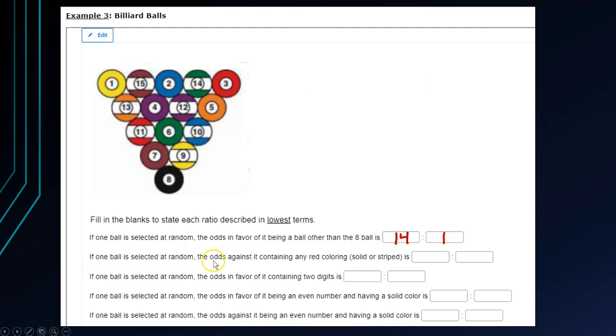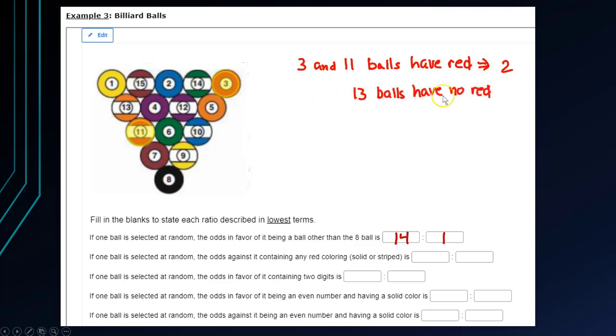If one ball is selected at random, the odds against it containing any red coloring, solid or striped. So I look at the balls here. There's only 2 of them that had any red coloring, the 3 and the 11 ball. So the 3 and 11 balls have red, therefore there's 2 that meet that criteria, which means there's 13 that do not have any red at all. Since it's the odds against it having any red, it's going to be the number of instances where it doesn't have red to the number of instances where it does. So it's going to be a 13-to-2 ratio.